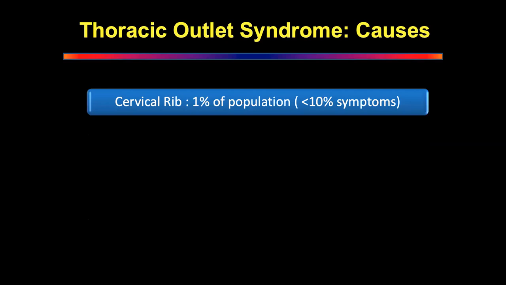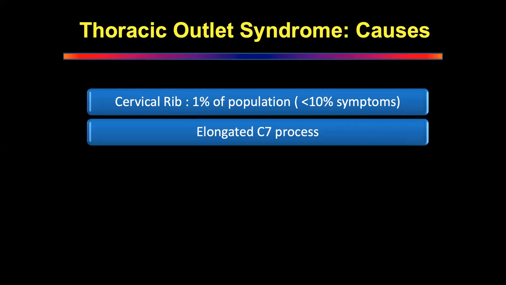The other cause we know about is cervical rib. Not the commonest, but it is one of the causes of this problem. It is present in only 1% of the general population, and it is present in less than 10% of patients who present with thoracic outlet. So less than 10% of patients who have a cervical rib may actually give you symptoms, so it's not something that always needs to be removed. If you incidentally find a cervical rib on a chest x-ray in a routine workup, there is absolutely no indication to operate on the patient. Unless and until it's causing a problem, you do not need to resect the cervical rib.